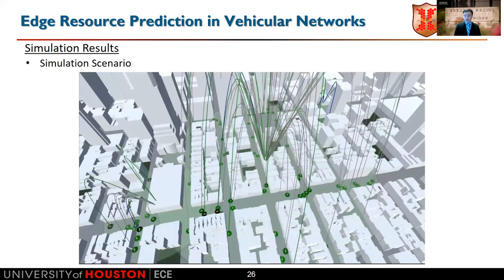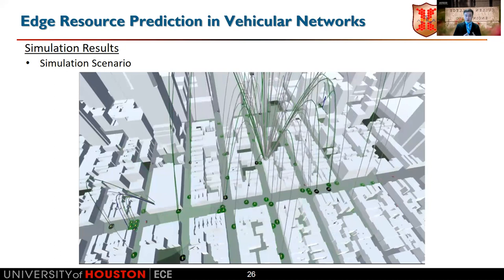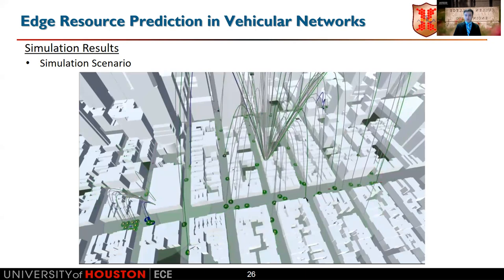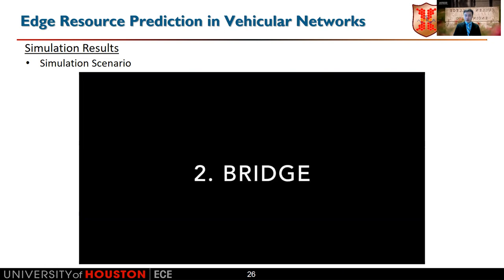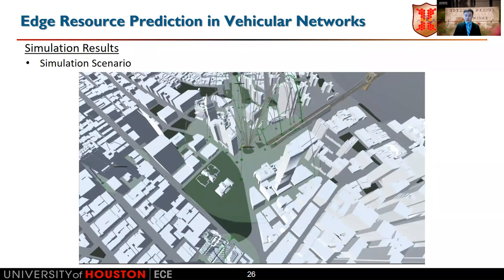So we can see there are many lines here, which denote the connection between the edge server and the vehicles. The moving dots are the vehicles, which obey the basic traffic rules. The center point of the lines is the location of the edge server. We can also see there are different colors for the connection lines.